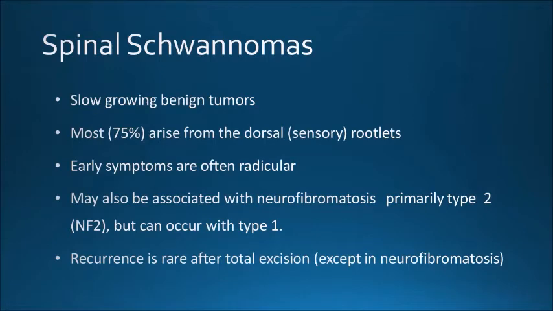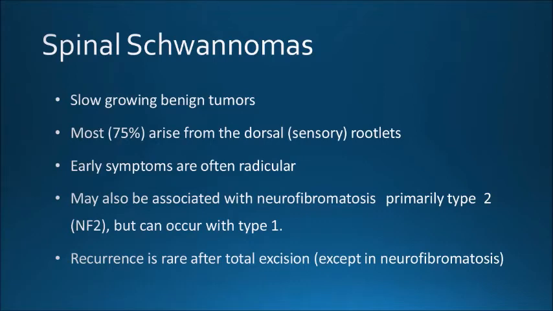Then we can have the spinal cord schwannomas. These are again the benign tumors and the second most common intradural extramedullary tumors. And most of these spinal cord schwannomas arise from the dorsal rootlets or the sensory rootlets.